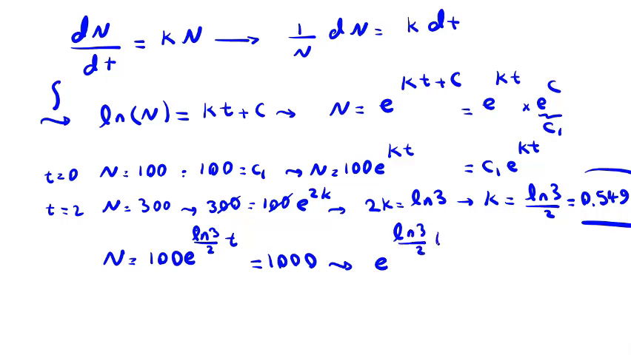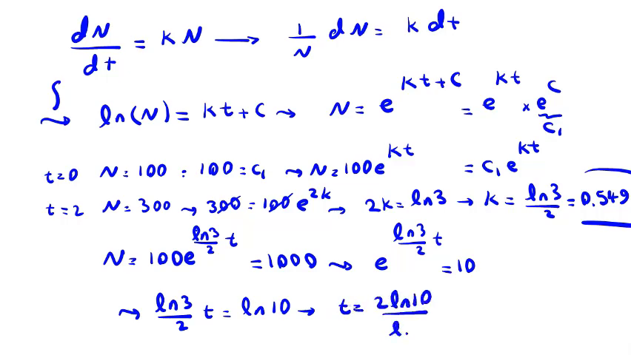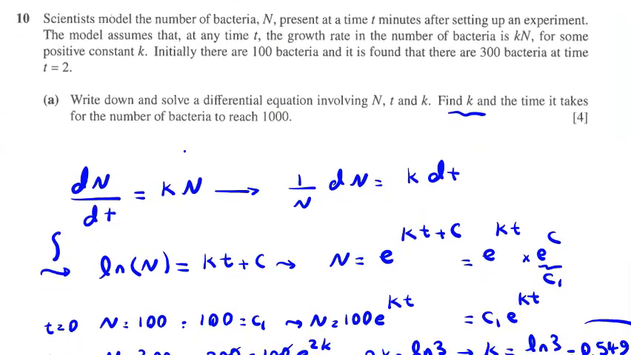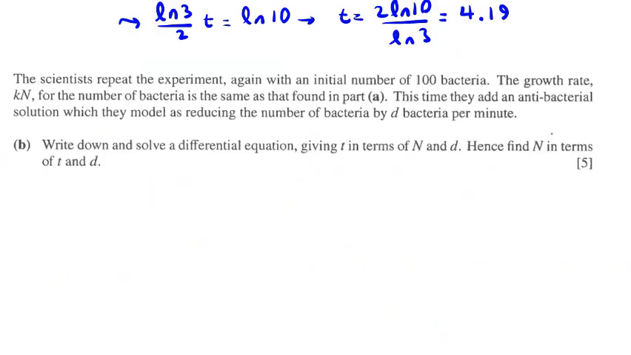ln 3 over 2 t equals 10. Then if we consider ln 3 over 2 t equals ln of 10. So t equals 2 ln of 10 over ln of 3. And the answer equals 4.192. Or you can only write until this part, 4.19, and okay, this part we've answered all the things that it wanted.